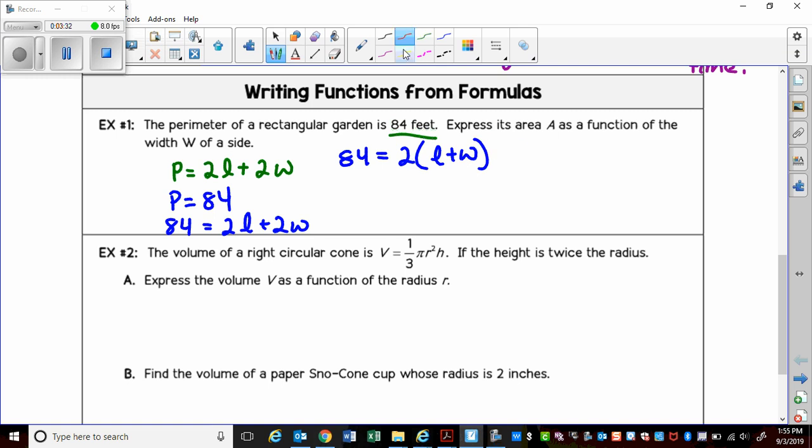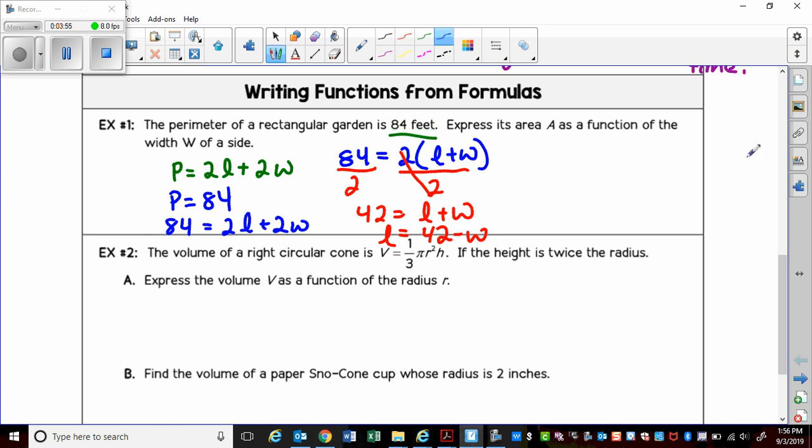Divide both sides by 2. I won't skip these steps so you can see what I'm doing. 84 divided by 2 is 42. 2 divided by 2 is 1. That's why we do it, to get rid of it. Equals your length plus your width. So I'm trying to solve for L. My length equals, if I subtract W on both sides, 42 minus W.